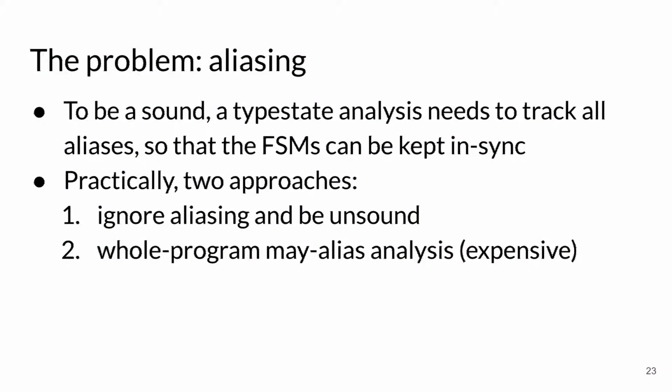So practically, what do people do? There are 2 approaches. One, just ignore aliasing and allow unsoundness, become a bug finder rather than a verification tool. Some of my colleagues at AWS recently published a paper about how they did this and deployed it at scale, which is pretty cool, but it's not sound. It can't give you a guarantee about your program. It can only find some bugs. The other choice is a whole program may alias analysis. Again, active area of research, very expensive. You generally don't want to do this if you want to get results in the next hour.